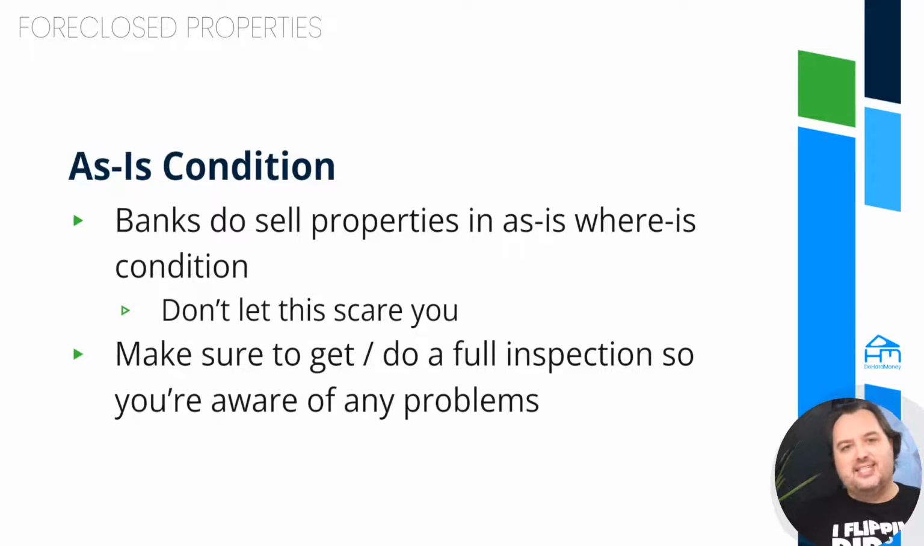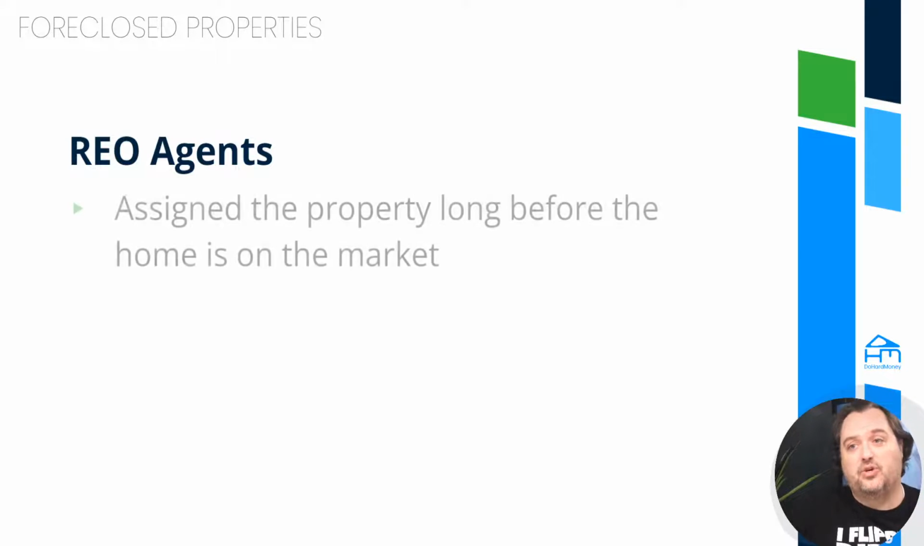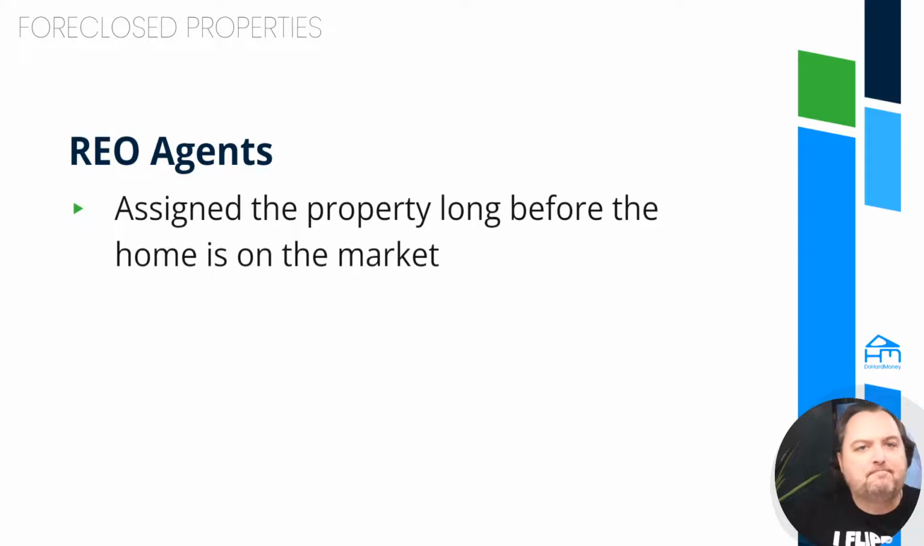But just because it is as is, where is, you can still do a full home inspection. Like that doesn't change you from doing a full home inspection. So you can do the inspection so you're aware of any problems that are there. The bank's just saying, we're not going to do anything about it. Now, they may negotiate when you say there's some major problems, we need a better price. They may do that. So don't forget your second negotiation.